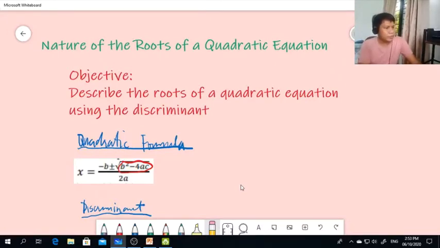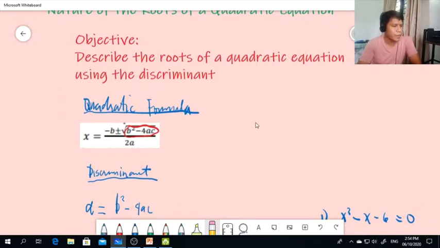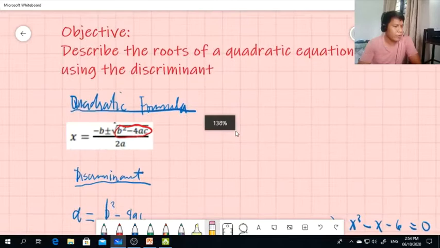Good afternoon. Today we're going to discuss the nature of the roots of quadratic equations. Before we identify the nature of the roots of quadratic equations, let's first set the objective of today's lesson. At the end of the lesson, you should be able to describe the roots of a quadratic equation using the discriminant.